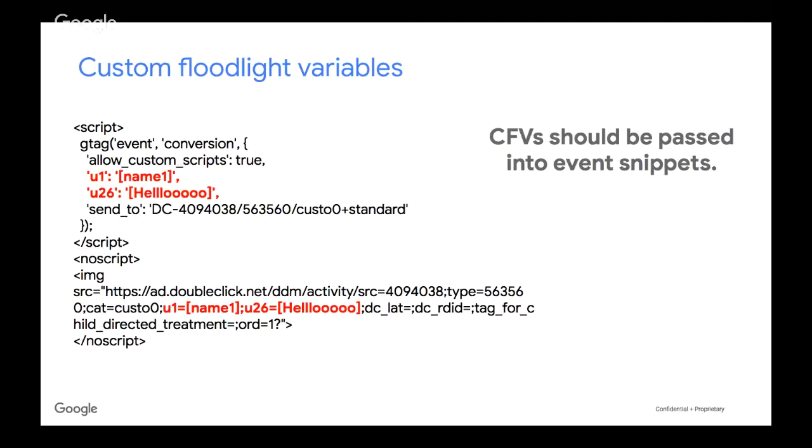If you're using custom Floodlight variables, then you'll need to pass them through. So you just, as before, will have extra lines for each of the variables, and you use the data layer or a variable from your site to populate them. You should populate them both in the script and no script versions of the tag, or sections of the tag.